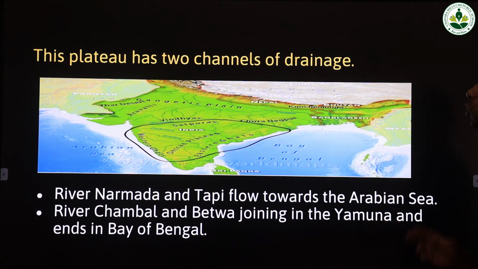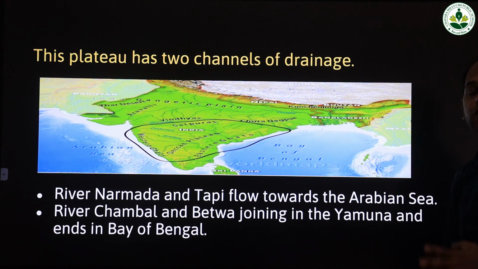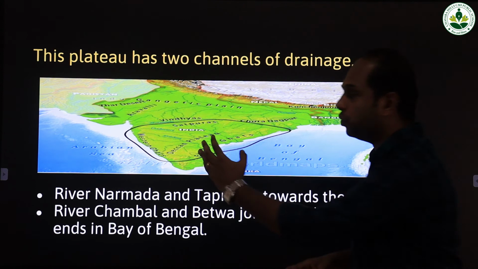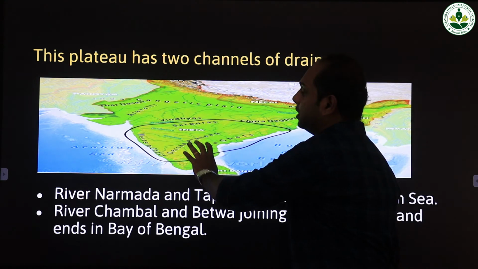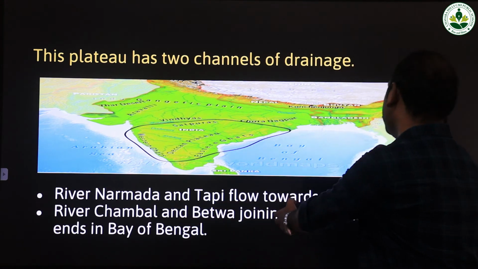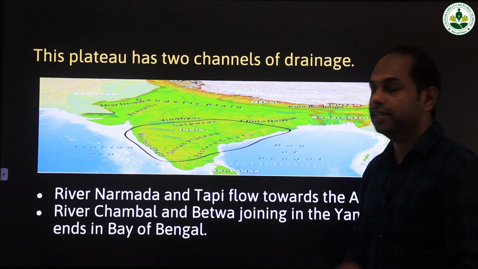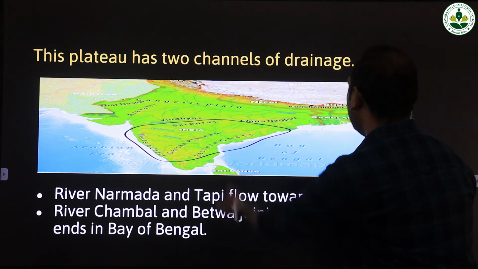The plateau has two channels of drainage. There are mainly four rivers in the Central Highlands: the rivers Narmada, Tapi, Chambal, and Betwa are the major rivers which flow through the Central Highlands. The rivers Narmada and Tapi flow towards the Arabian Sea. The rivers Narmada and Tapi join where? The Arabian Sea. The rivers Chambal and Betwa join the Yamuna and finally end in the Bay of Bengal. The rivers Chambal, Betwa and Yamuna finally end where? In the Bay of Bengal.